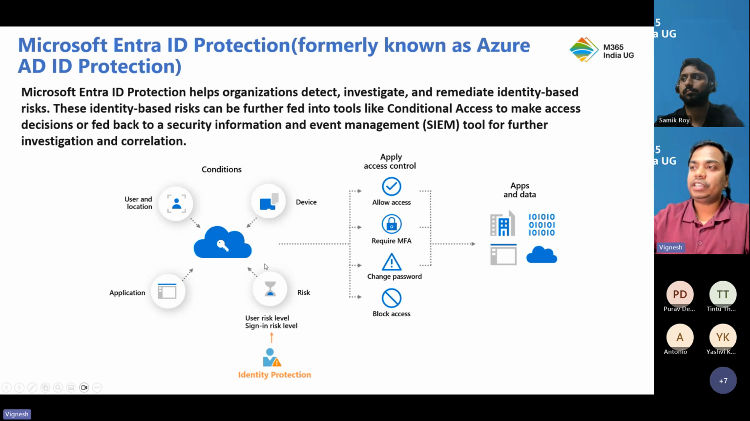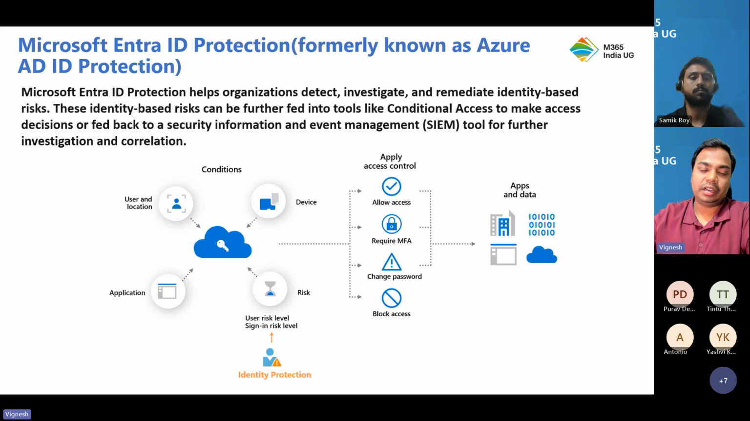Basically, how this solution works is it looks at when a user is trying to sign in to your Office 365 or Azure environment, right? It looks into different kinds of signals, for instance, different kinds of conditions. Who exactly is this user, from where exactly he's trying to log in, what kind of application he's trying to log in to, what is the user risk level.